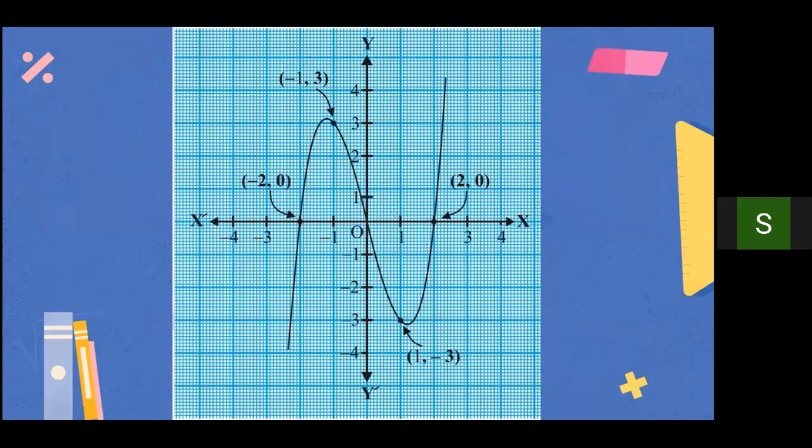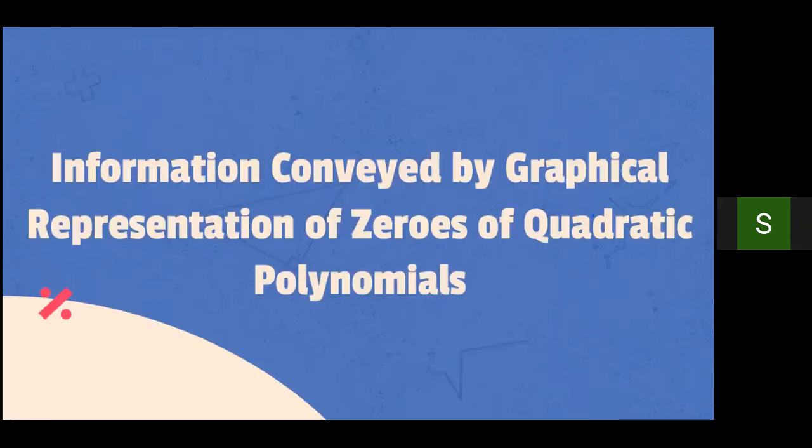Good evening, everyone. So now we will gain some more knowledge about quadratic polynomials, as this is the main topic in class 10. Let us see what information the graph of a quadratic polynomial gives us. We have taken a quadratic polynomial p of x is equal to ax squared plus bx plus c.